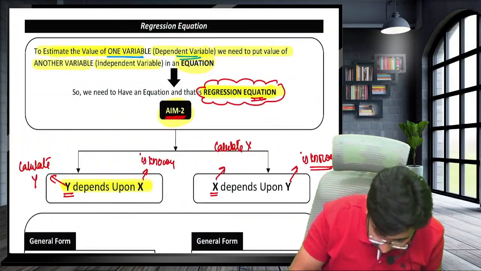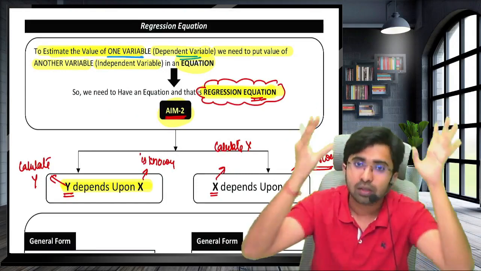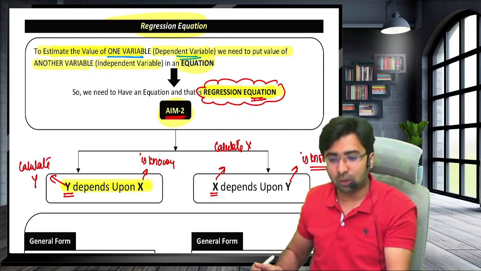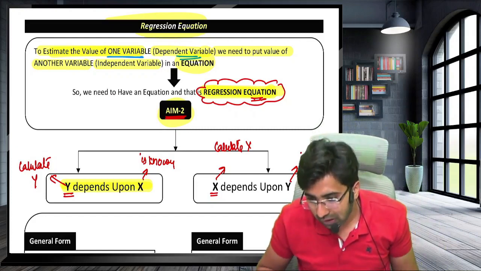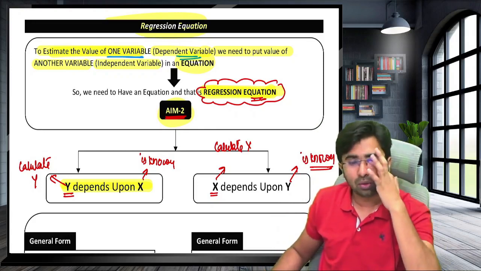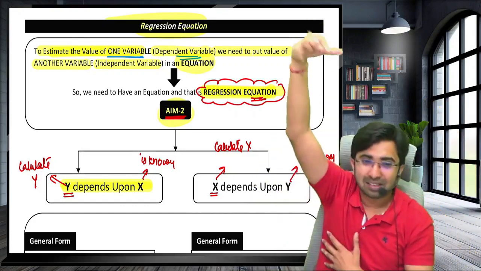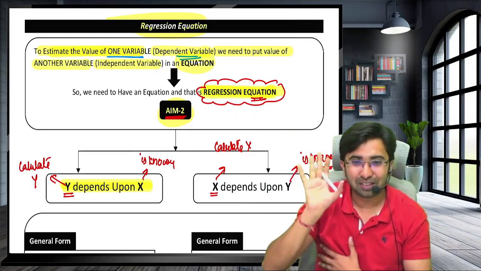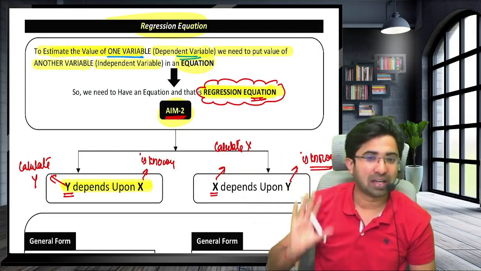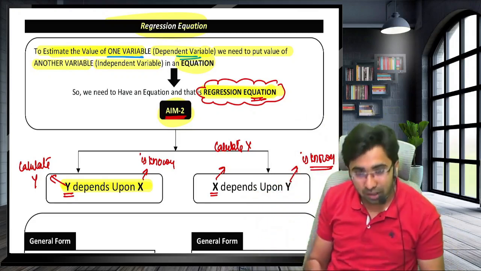That's why we are understanding the new aim, that is aim number 2, the regression equation. Sir, is there any difference between equations? Yes, Maria, there is a slight difference. But don't bring the equations chapter over here. That is the maths part. This is the stats part. That will bring confusion in your mind. Whatever question comes in your mind, I will clear it later on. Don't worry. I'm here for all the questions.